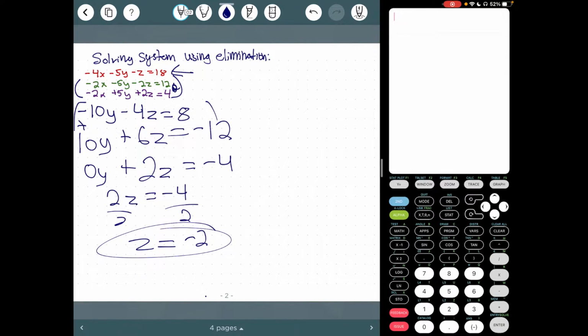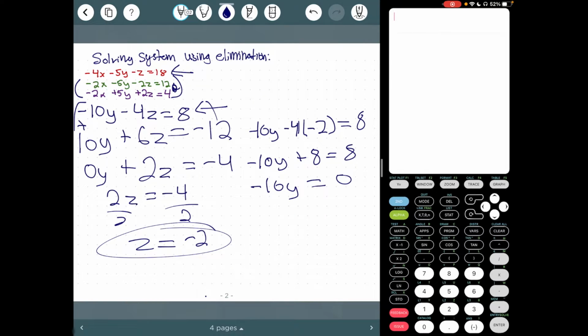So now what we can do is plug in -2 in for one of these equations. So we'll pick that one. So -10y minus 4 multiplied by -2 equals 8. So -4 multiplied by -2 would give us 8. So -10y plus 8 equals 8. Subtract 8 from both sides, we get -10y equals 0. And if we divide by -10, we get y equals 0 because 0 over -10 is just 0. So this is our y value.